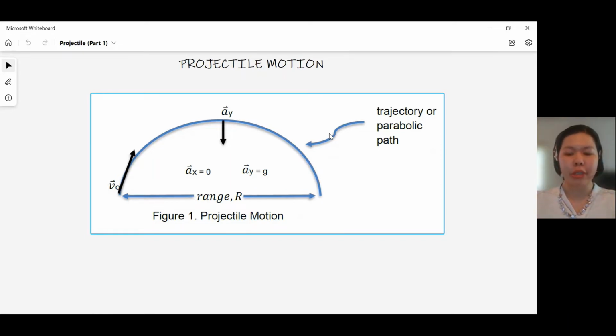Moreover, a projectile is also defined as any object that is given an initial velocity and follows a 2D path acted upon by gravity alone. Figure 1 here illustrates an example of a parabolic path followed by a projectile, or trajectory.